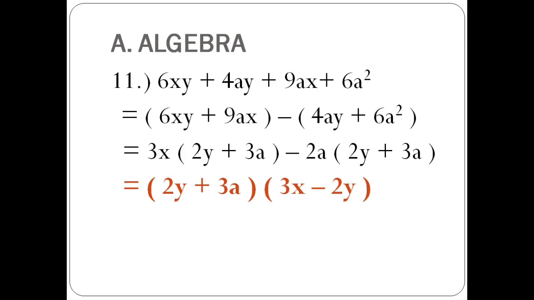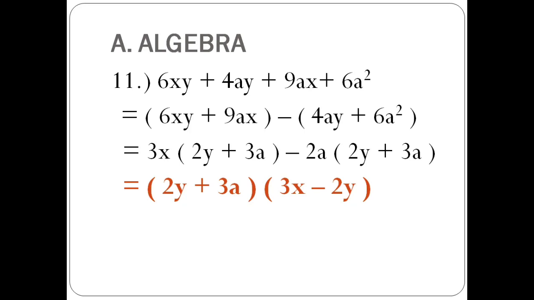Next given is 6xy minus 4ay plus 9ax minus 6a squared. So in order to factor them, first you're going to group them into binomials. The 6xy, 4ay, and the 9ax minus 6a squared. Next is to factor them out. The 6xy plus 9ax and the 4ay plus 6a squared.